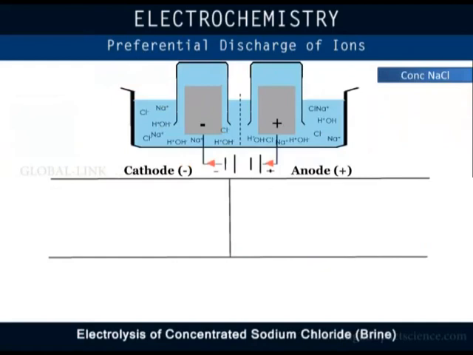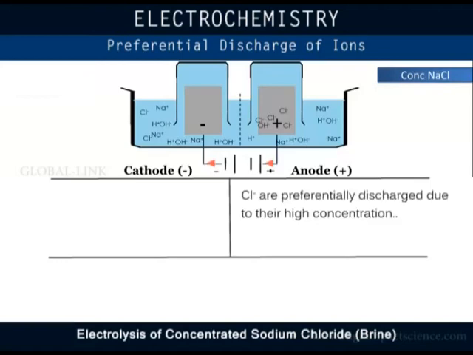And now let us look at the electrolysis of concentrated sodium chloride, also known as brine. Again, the electrodes are platinum rods. However, in this case, the concentration of sodium and chloride ions is much higher than before. At the anode, even though the hydroxyl ions have a greater tendency to lose electrons, the chloride ions are preferentially discharged owing to their high concentration. The chloride ions are oxidized to form chlorine gas.